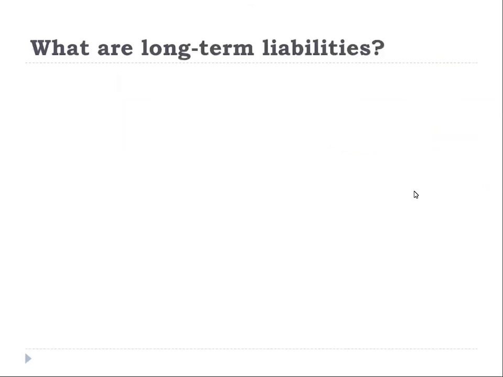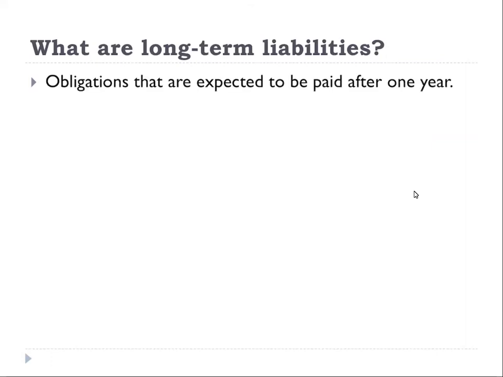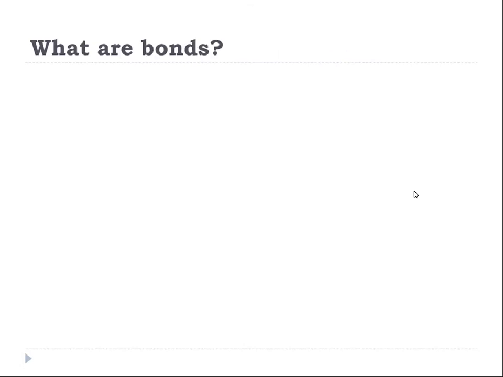So we have talked about different kinds of current liabilities. Now let's look at long-term liabilities. What is long-term liability? Long-term liabilities are obligations that are expected to be paid after 1 year. So that is the definition. And one of the major types of long-term liability is bonds.